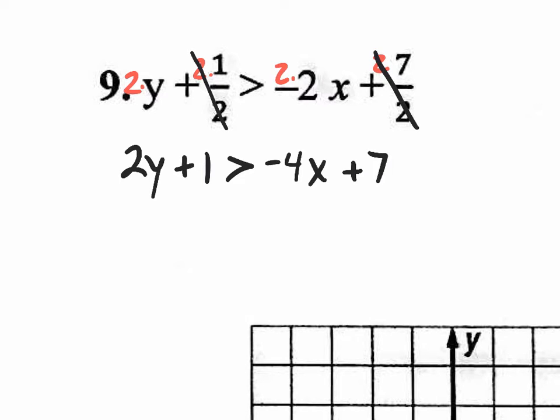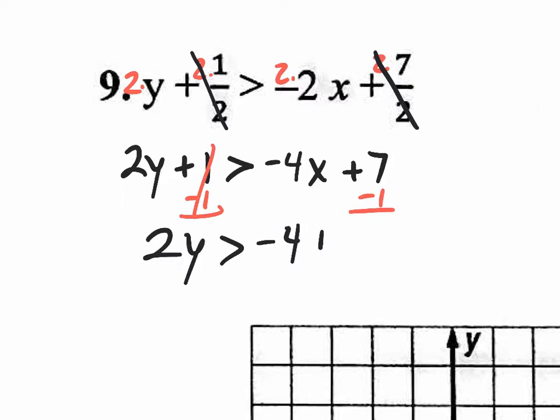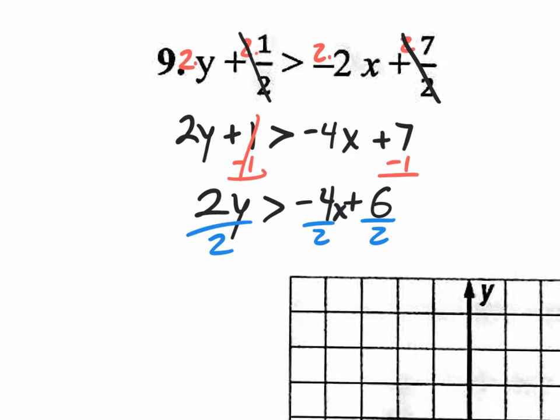Okay, so now let's start getting the y by itself. So what do I do next? Subtract 1, subtract 1. Okay, so we're going to have a new inequality that says 2y is greater than negative 4x, I'm sorry, plus 6. So what's my final step? Divide by 2, divide by 2, divide by 2. Do I flip the inequality symbol? No, I do not. Okay, so let me just rewrite it.